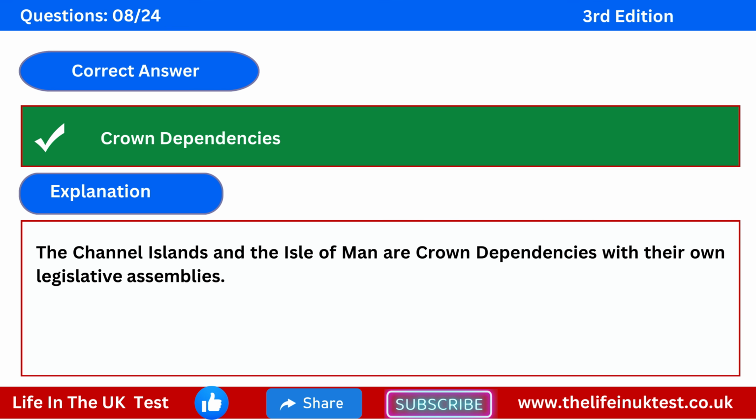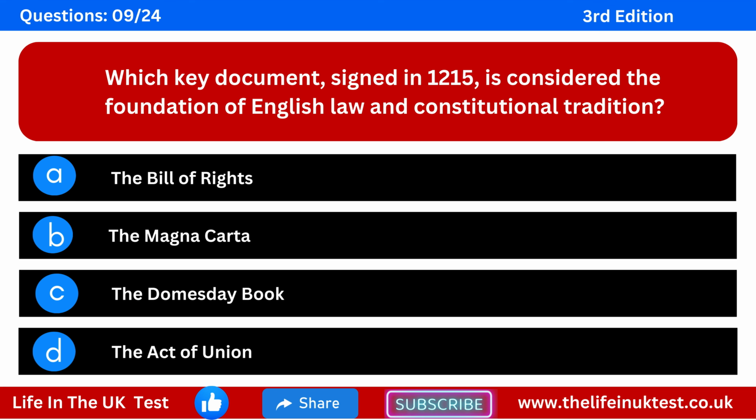The correct answer is Crown dependencies. Explanation: the Channel Islands and the Isle of Man are Crown dependencies with their own legislative assemblies. Question 9. Which key document signed in 1215 is considered the foundation of English law and constitutional tradition?